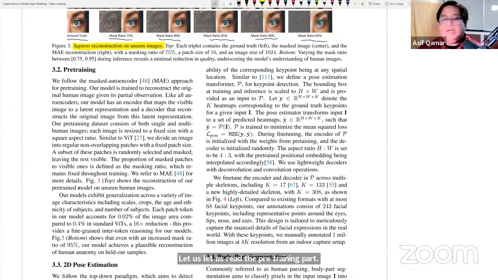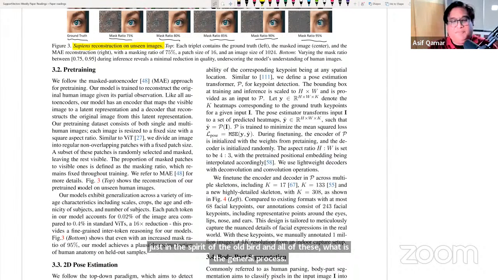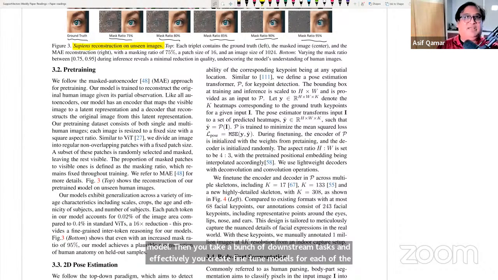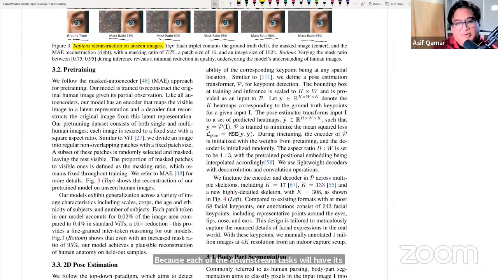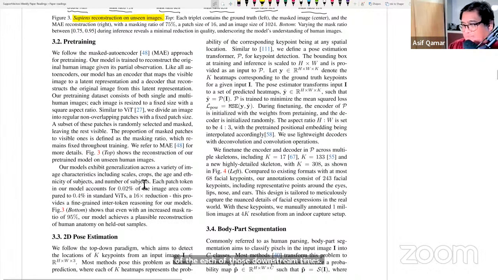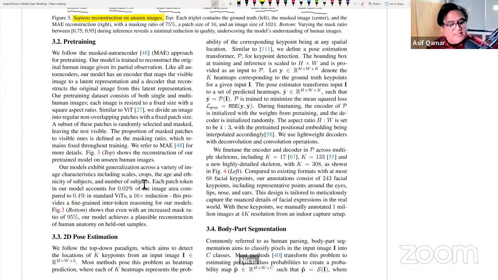Remember, guys, if you build a foundational model, in the spirit of the old BERT paper, what is the general process? You first create a foundational model, a pre-trained model. Once you have a pre-trained model, you take a bunch of downstream tasks and create fine-tuned models for each of them, because each downstream task will have its own loss function. So you can fine-tune the foundational model for each of those tasks. That is your classic paradigm these days. So let's look at this pre-training. By the way, you must have realized that these guys are doing something at an unprecedented scale, 1,000 pixel by 1,000 pixel.